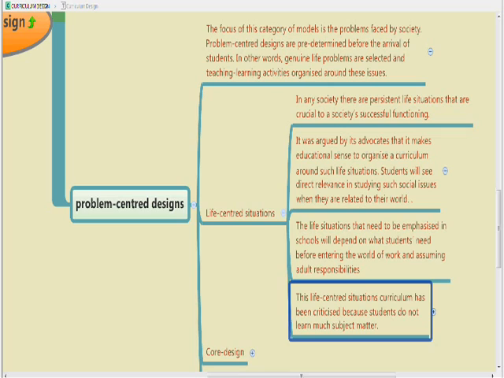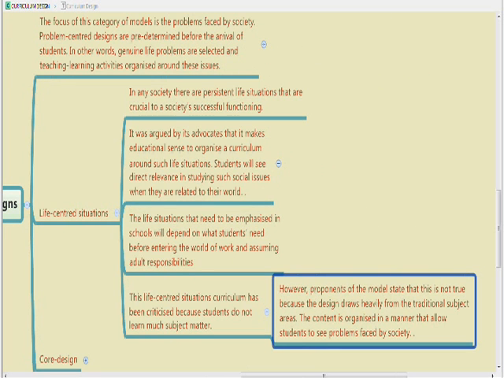Life-centered situation curriculum has been criticized because students do not learn much subject matter. However, proponents of the model state that it is not true because the design draws heavily from the traditional subject areas. The content is organized in a manner that allows students to see problems faced by society.